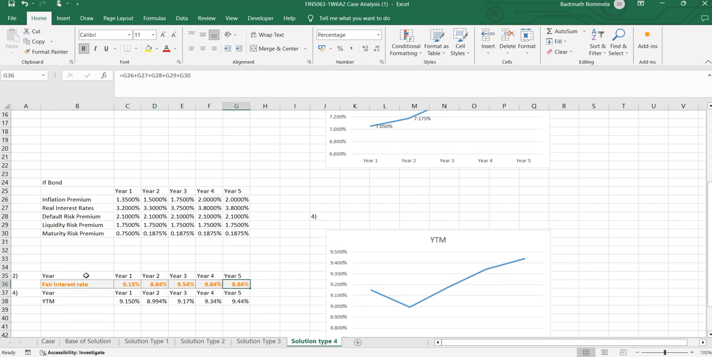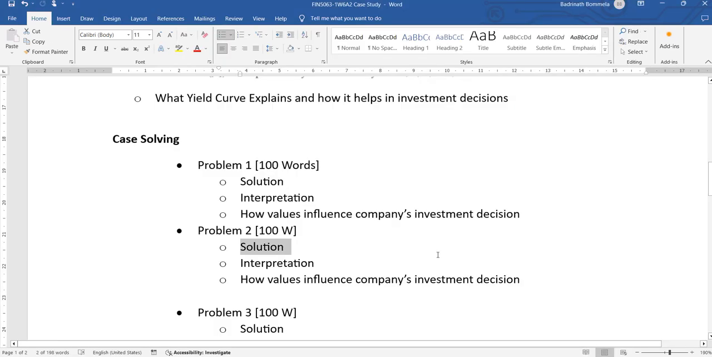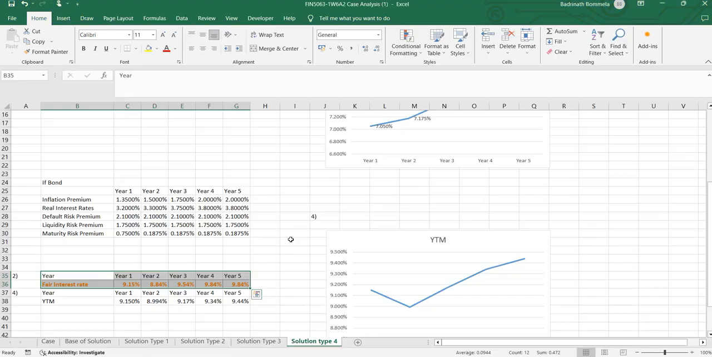Next, again, the second question is the second fair interest rate. This is the fair interest rate for bonds. Give a screenshot of this one, provide interpretation, and explain how the values influence your company.